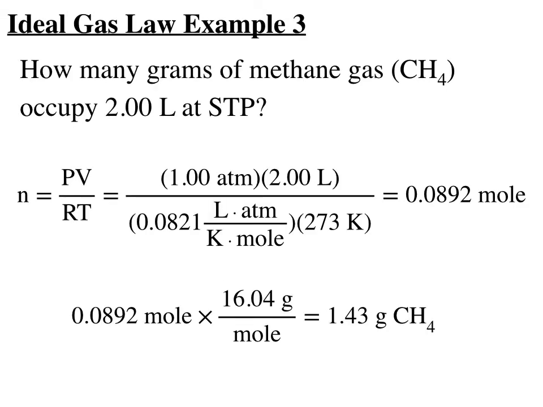Look at the example of how many grams of methane gas would occupy 2 liters at STP. Well, my equation PV equals nRT is solved for the number of moles of gas. Now, of course, STP is 1 atmosphere pressure and 273 Kelvin, or 0 degrees C. So when I stick in my values, I find that the number of moles of gas when it's occupying 2 liters of volume is 0.0892 moles. Then I can just use the molar mass of methane to find that that would be 1.43 grams of methane.